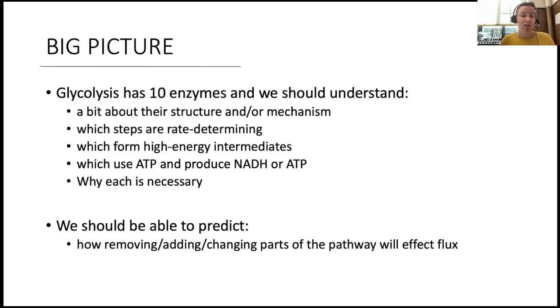We learned a lot today. We walked our way through each of the 10 enzymes. We don't need to memorize them all. That's what the handout is for. But we should understand something about each of them.